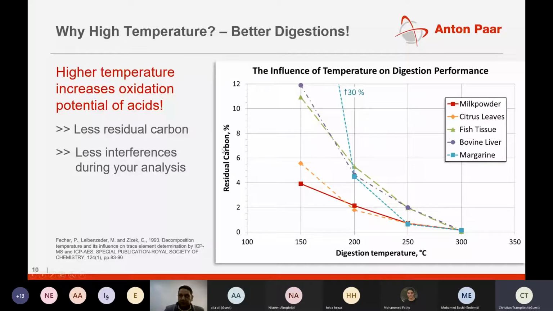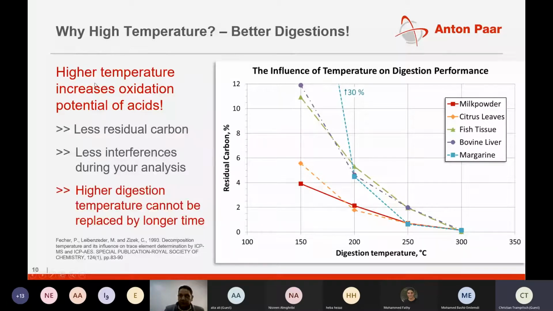And we also have to consider that when we do not increase the temperature, we cannot compensate for the lower temperature with a longer time. So this is not working. So we need to have the higher temperature also because the oxidation potential of the acids has to be increased. We want to get rid of any organic components from the food sample so that just the trace metals remain in an almost matrix-free solution.